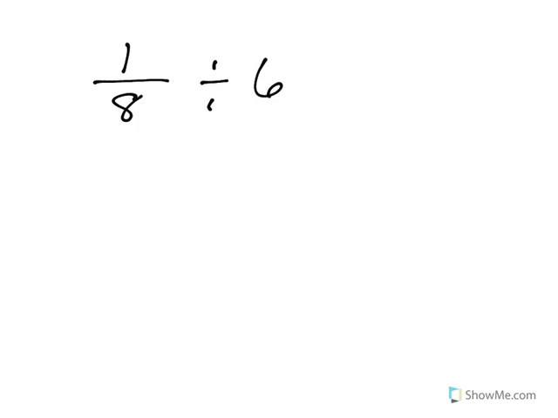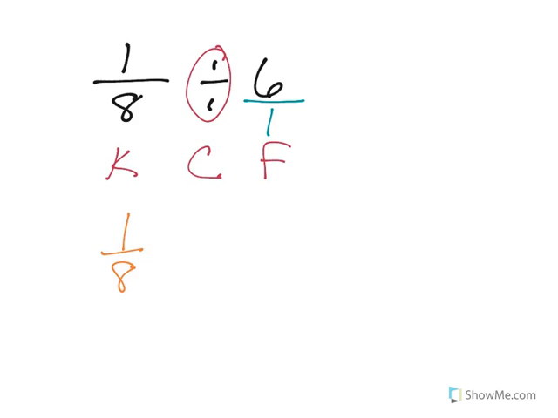1/8 divided by 6. Well, first we got to make 6 a fraction by putting it over 1. And then we are ready to keep, change, flip. Remember, when you're dividing fractions, you multiply by the reciprocal. So we keep the first fraction, we change division to multiplication, and we flip or find the reciprocal of the second fraction. Now in this case, we have the numerators of just 1, so there's nothing to reduce. So we multiply straight across, and I get 1 over 48. And that's dividing fractions. Oh, excuse me, dividing by a whole number.